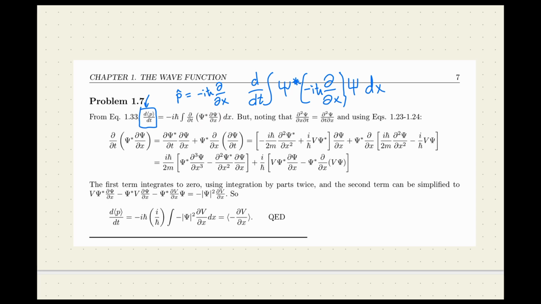So a lot of things have happened in this first line. Try to explain this to yourself. Let's keep reading. But noting that the second derivative of psi with respect to position and then time is equal to the second derivative of psi with respect to time then position. So this you can interchange, and then it says using equations 1.23 and 1.24. I don't know what those equations are. I'm going to check probably in a second and see. But let's see what's going on right here.